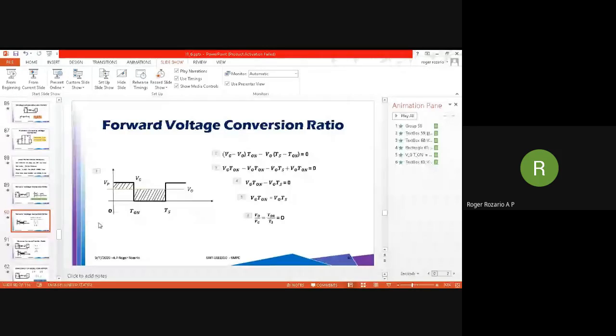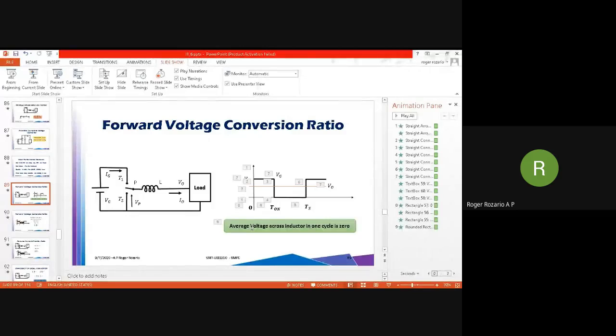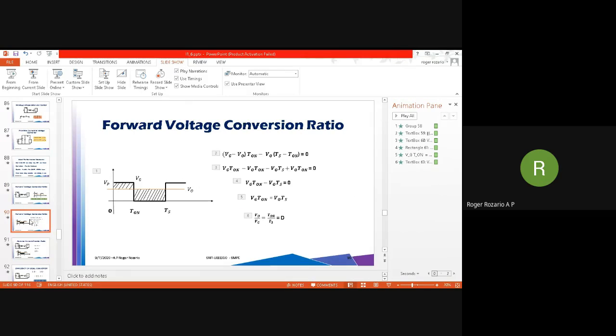So we were analyzing the forward voltage conversion ratio. We were analyzing the forward voltage conversion ratio using this principle: the average voltage across one cycle is 0. So I have taken one cycle of the inductor voltage waveform. The average voltage across one cycle was equal to 0. That is called the volt-second balance of the inductor. Using this, the average voltage across one cycle equal to 0, we have derived the forward voltage conversion ratio.